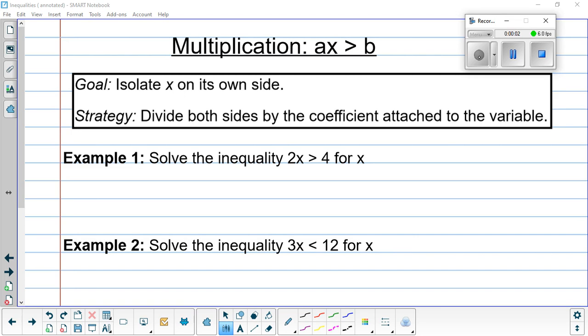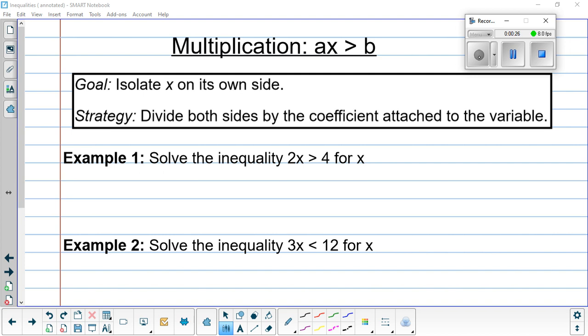Alright, it's Mr. Canada here today, and we're going to look at multiplication for inequalities and solving them. What I mean by this is when we have a number next to our variable, and then some number on the other side. We want to isolate x on its own side. Our strategy here is very simple. We're going to divide both sides by the coefficient attached to the variable.